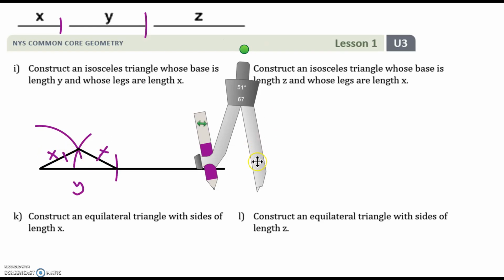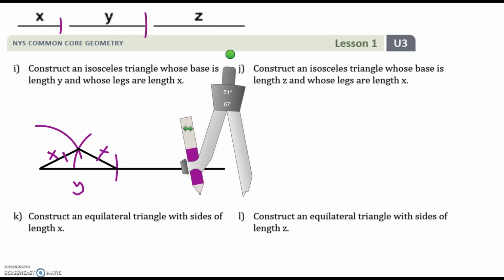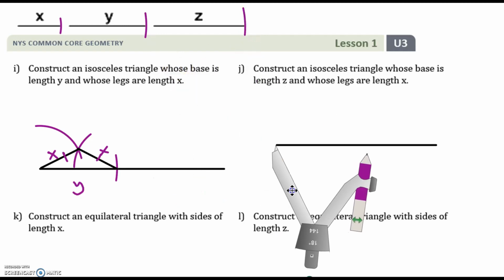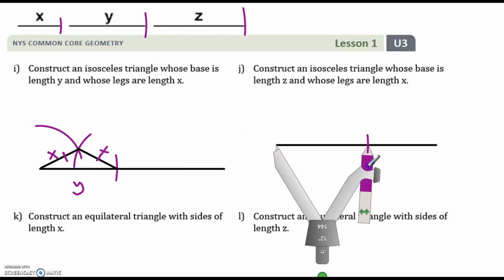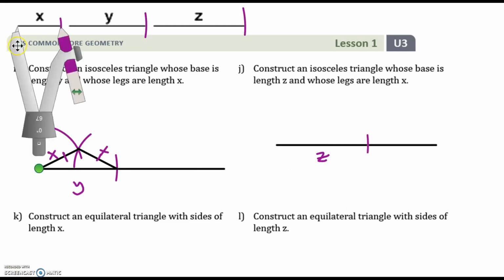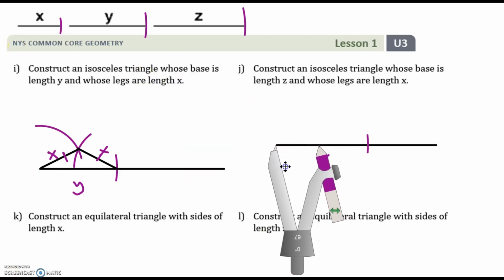Okay, for the next one, same idea, another isosceles. We're going to start with this, and we're measuring Z and copying it onto our segment down below. And then it says that the legs are going to be length X. So this is Z. Now we need to measure X, and we're going to put that on each end of Z.